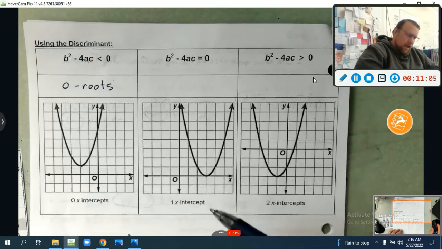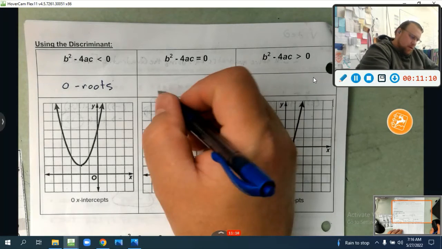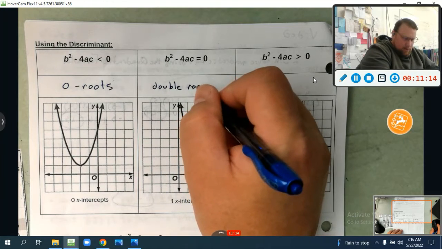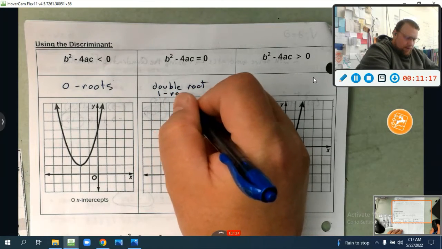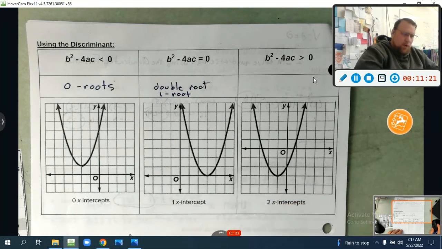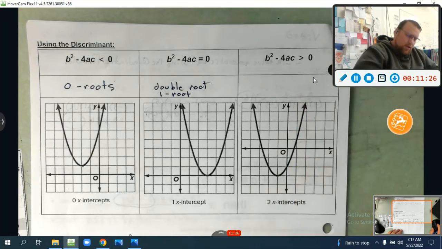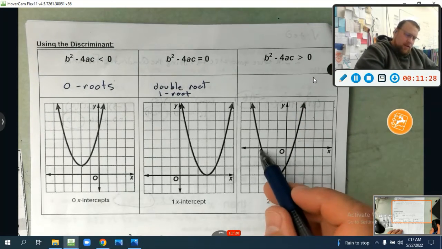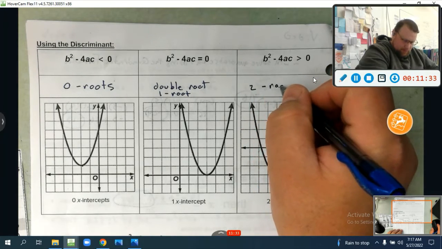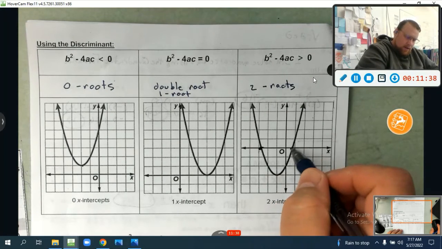If we have a discriminant equal to 0, it means there's going to be a double root, which is 1 root, right? Like this would have 1 root at x equals 3. That's 1 x-intercept. If we have b squared minus 4ac is greater than 0, then that means we're going to hit the x-axis twice, so that's going to be 2 roots. Or as we see down here, 2 x-intercepts, right? That 1 and that 2. That's what the discriminant does.